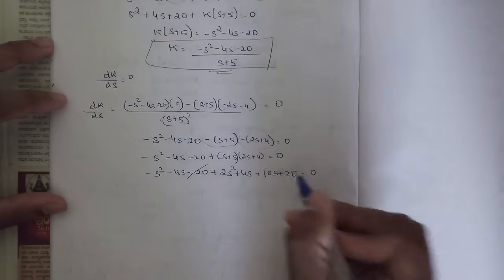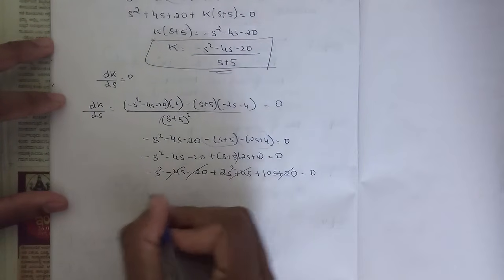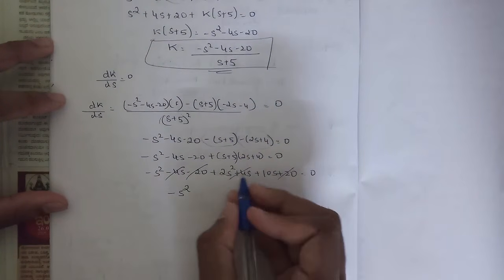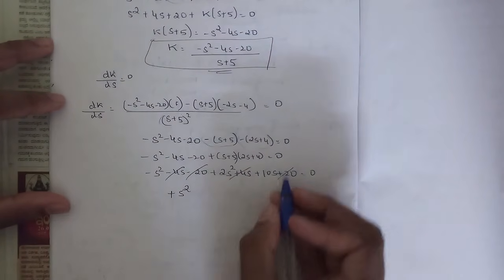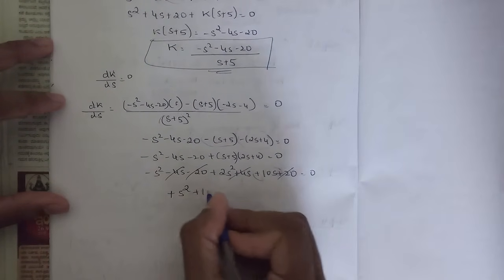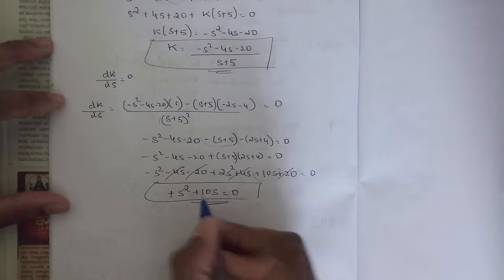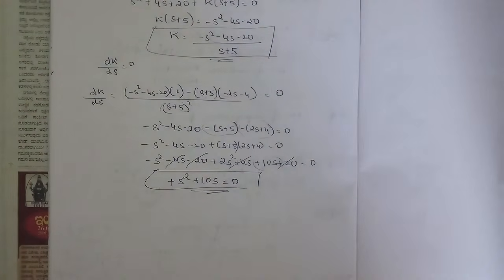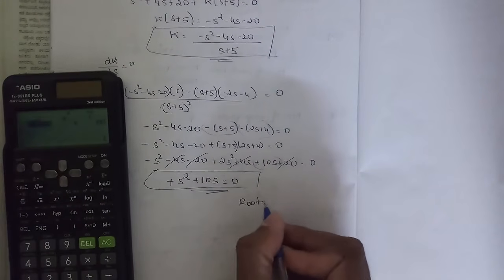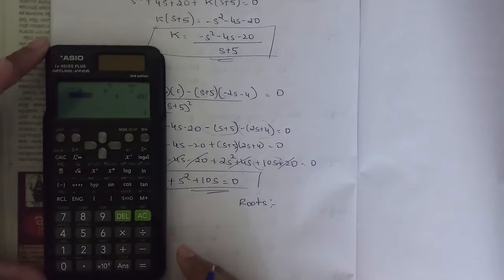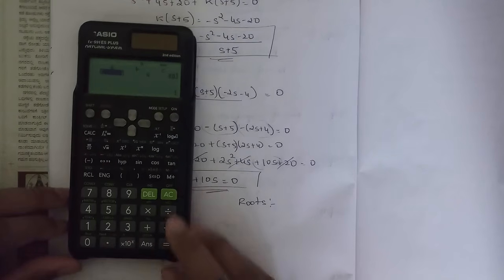We can cancel this minus 20 plus 20, plus 4s minus 4s and plus 4s, so the remaining terms are minus s square and plus 2s square, so this is plus s square, and we have here plus 10s equal to 0. So here we have obtained an equation of quadratic form. In order to find the roots, again use the calculator, the same procedure. From that time I have done one calculation, so that's why I have cleared it.